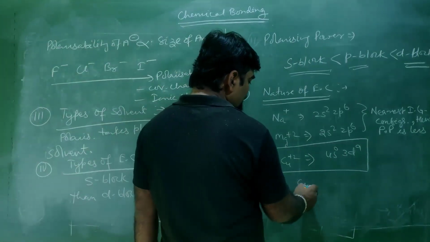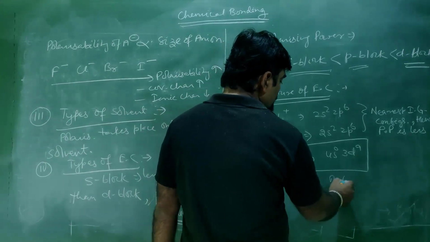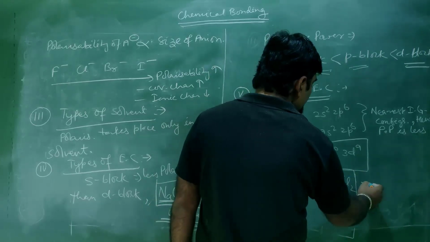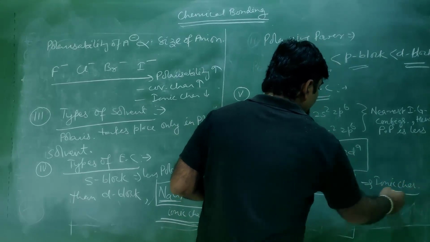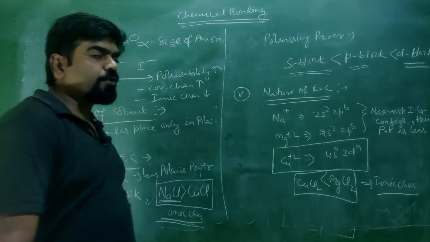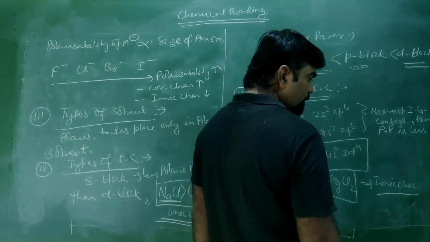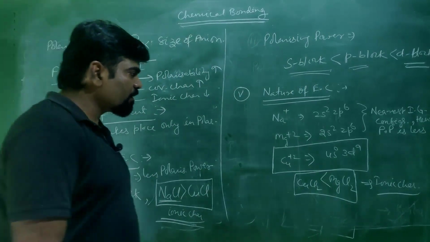Therefore, we can say if there is CuCl2 and there is MgCl2, MgCl2 is more ionic than CuCl2. This is the ionic character variation. MgCl2 is more ionic than CuCl2, or CuCl2 is more covalent than MgCl2.